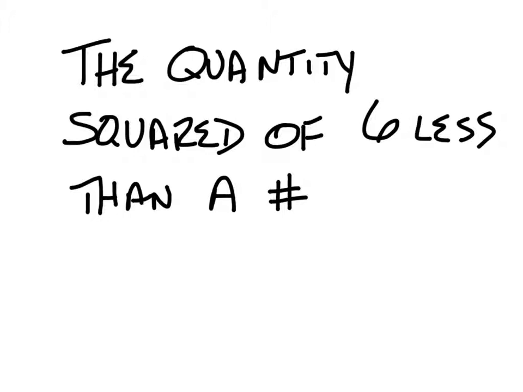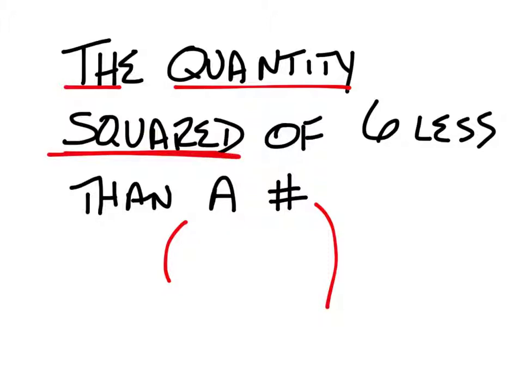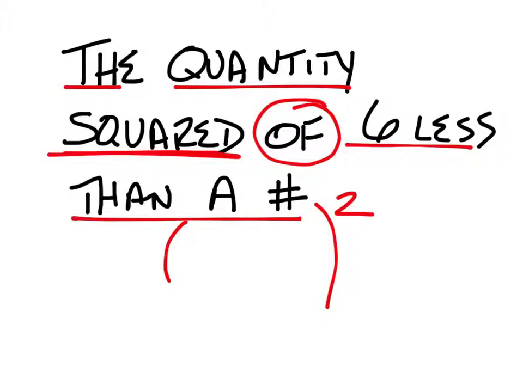The quantity squared of 6 less than a number. So I have the first words here, the quantity. What do I write? So what does the quantity mean? What do I write when I see quantity? Parentheses. The quantity what? Squared. So I put a squared symbol on the quantity. Of means we're going to find out what's inside of it. 6 less than a number is what? X minus 6. Yeah, so here's the quantity squared of x minus 6.